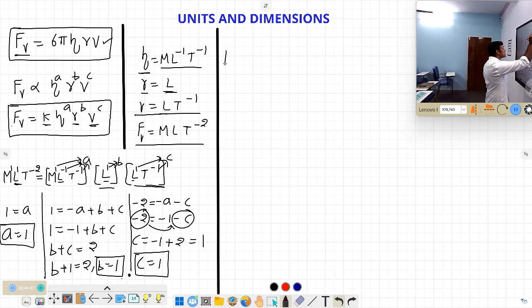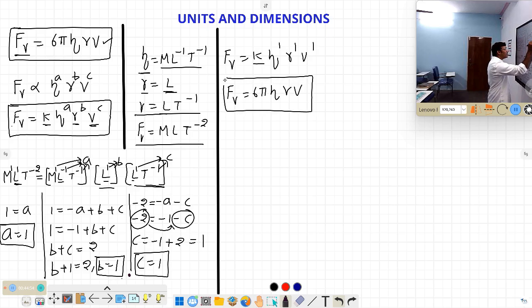That means the viscous force is equal to K into eta power 1, R power 1 and V power 1. So I can write the formula simply: viscous force equals K times eta R V, where K is a constant determined experimentally. The scientist Stokes gave the constant as 6 pi, so 6 pi eta r v is the formula. Like this, we can find the relation between physical quantities using dimensional analysis. Third application.